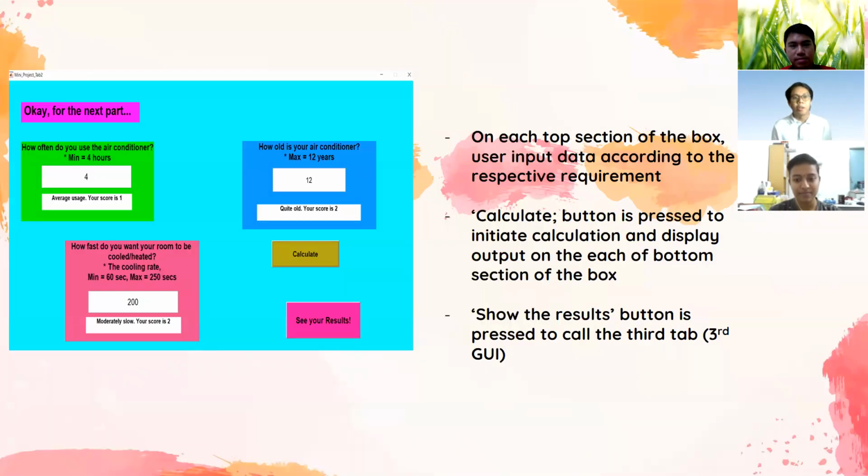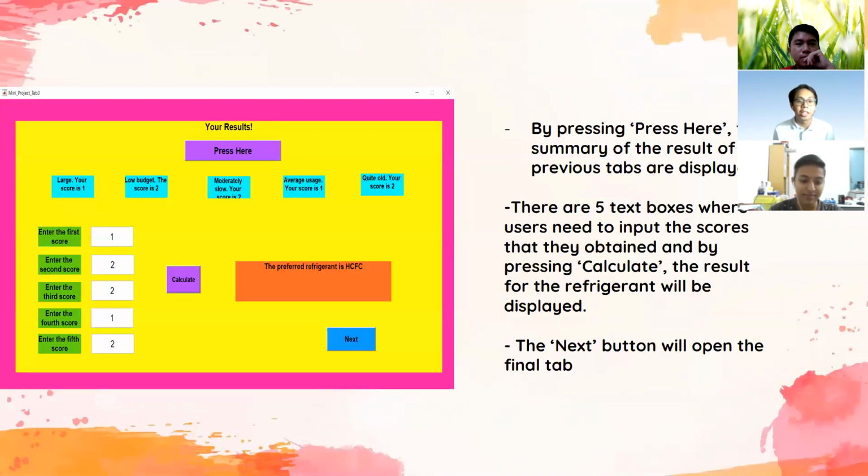Next slide. So for the second GUI, like the first step, the user will input data according to the respective requirements for each of the boxes. Then the calculate button is pressed to initiate calculation and display the output on each of the bottom section of the boxes. Like the next button, the show the results button is pressed to call the next GUI.